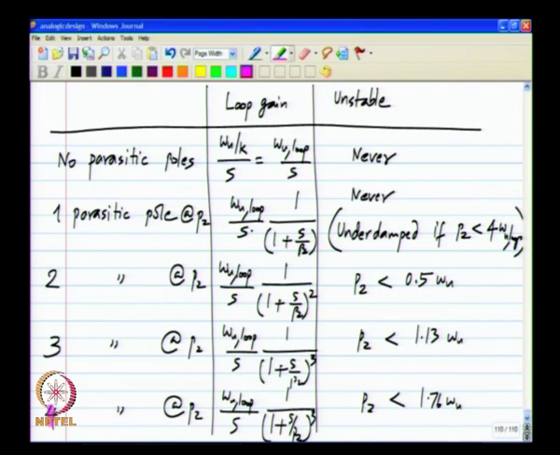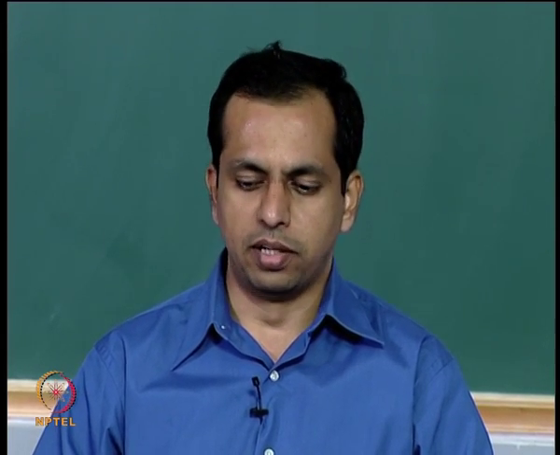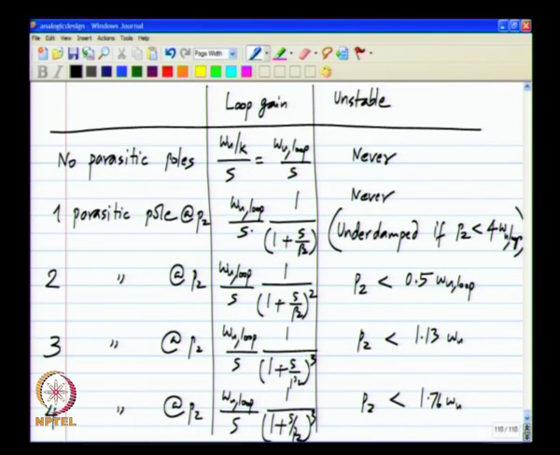Now, you can have 2 or 3 or 4 or extra parasitic poles, and they can be at various locations, but for analysis it is easiest if you assume that all of them are at the same location. If you have 2 identical parasitic poles P2, what happens is the system can become unstable, and it happens for P2 lesser than 0.5 omega u loop. Okay. So, all of these I have written here should be omega u loop, 0.5 omega u loop, and for 3 extra parasitic poles it is 1.13 omega u loop, and for 4 of them it is 1.76 omega u loop.